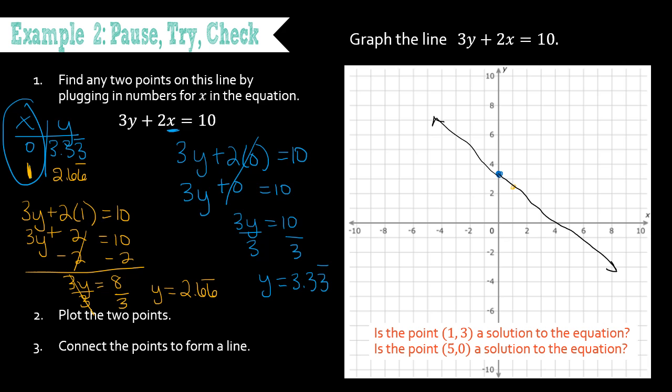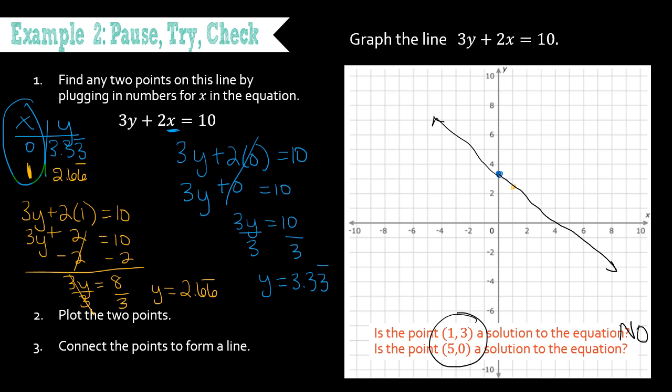So now once you have your line graphed, you can evaluate other points to see if there's solutions to the equation. And there's a couple ways you can check. If you have a nice, neat graph, you can check by just looking at the graph. So here I have, is the point (1, 3) a solution to the equation? Well, it's not, because we already figured out that the input of 1 corresponded to 2.66, over here. So we know that this guy is not a solution.